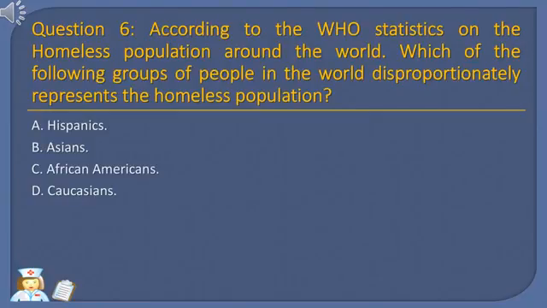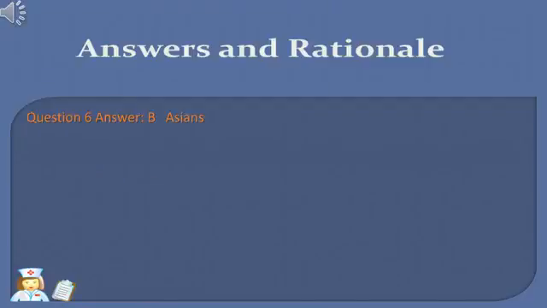Question 6. According to the WHO statistics on the homeless population around the world, which of the following groups of people in the world disproportionately represents the homeless population? A. Hispanics. B. Asians. C. African Americans. D. Caucasians. Question 6 answer. B. Asians.